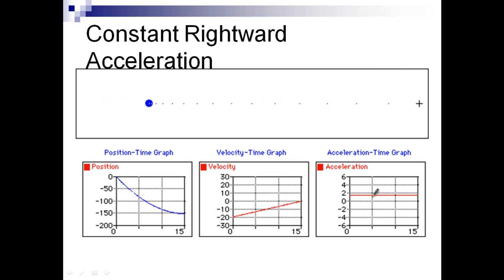Constant rightward acceleration. Maybe that should be leftward. Yeah, it should be leftward. No, because you're speeding up. You're starting back here. That's why I did this. Okay, you're starting right here at 0, but you're moving backwards. Your velocity is increasing. Goes from negative 20, you turn around right here. Goes negative 20 to 0. Acceleration, since it's the constant acceleration, you have a nice horizontal line.